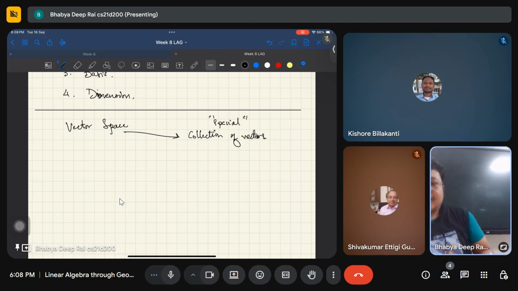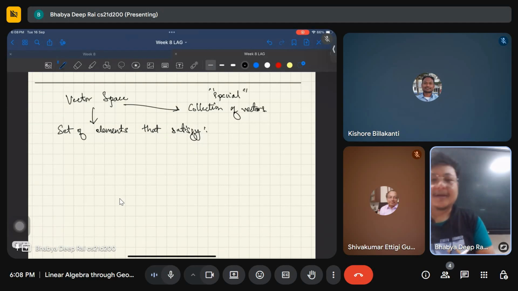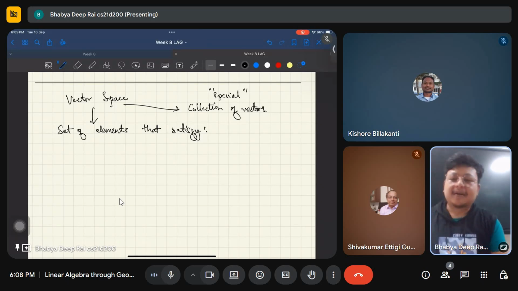But what is the other, more general way to look at it? A vector space is a set of elements. You need not interpret them as vectors. It is a set of elements that satisfy the following. There are 10 axioms that make a vector space a vector space.